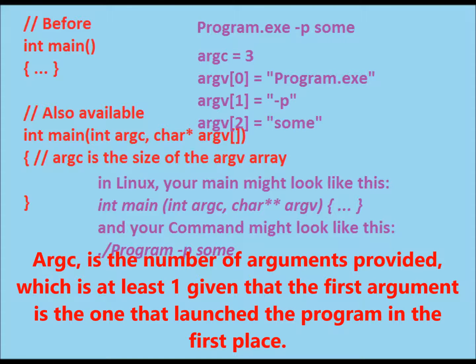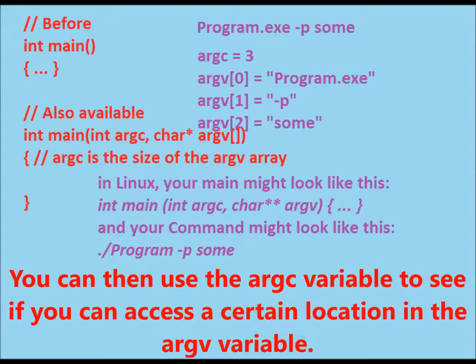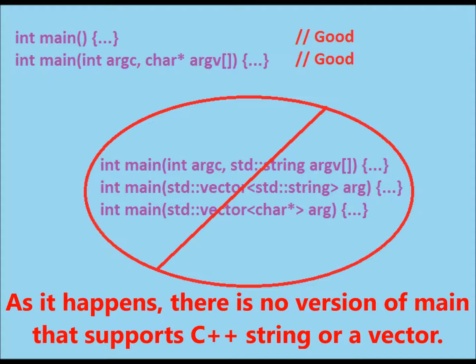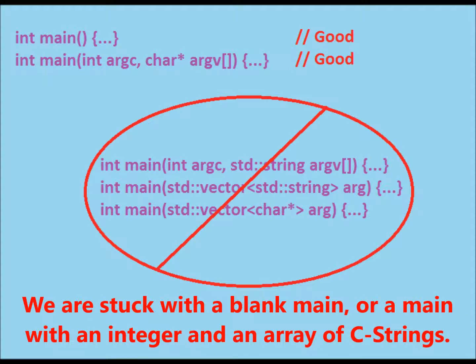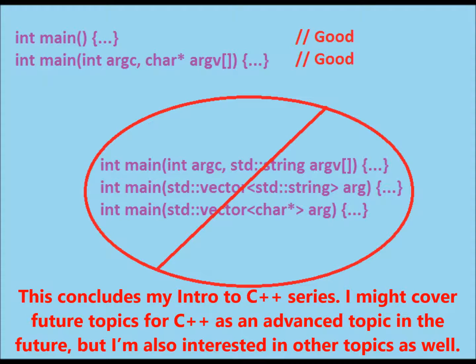Argc is the number of arguments provided, which is at least one given that the first argument is the one that launched the program in the first place. You can then use the argc variable to see if you can access a certain location in the argv variable. As it happens, there is no version of main that supports a C++ string or a vector. We are stuck with a blank main or a main with an integer and an array of C strings.